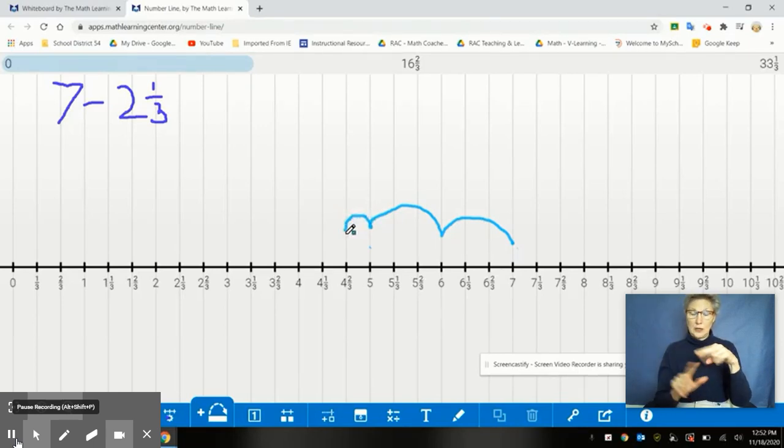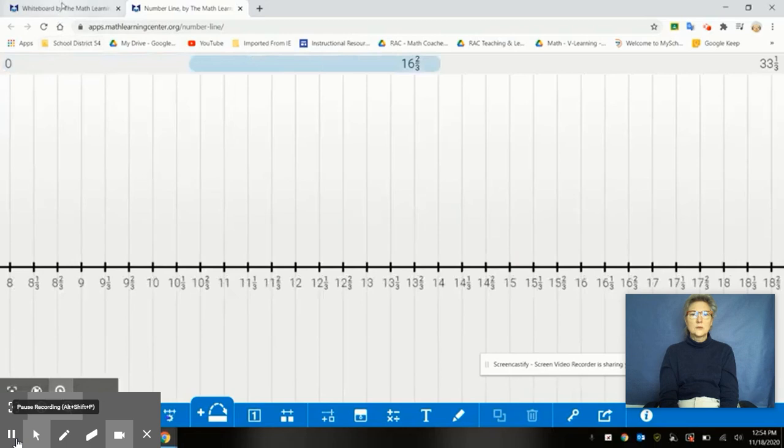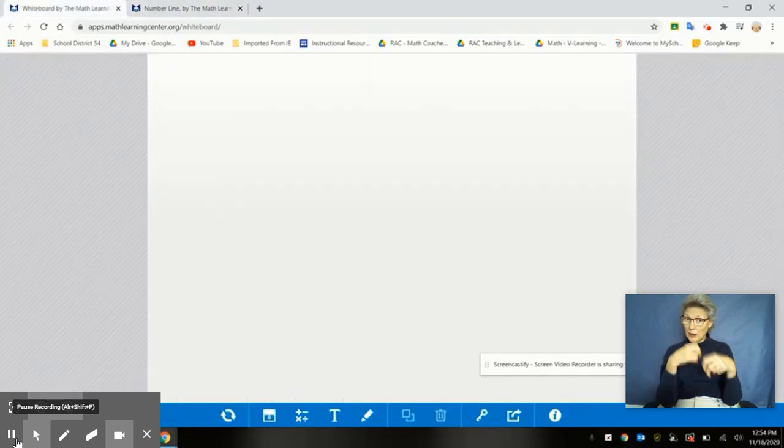I could also think backwards and count in my head. So if I was at 5, I know that I would get 3/3 and then 2/3 and then 1/3. So that makes sense to me that my answer would be 4 and 2/3. All right, we're going to try that same problem, but using our renaming strategy.